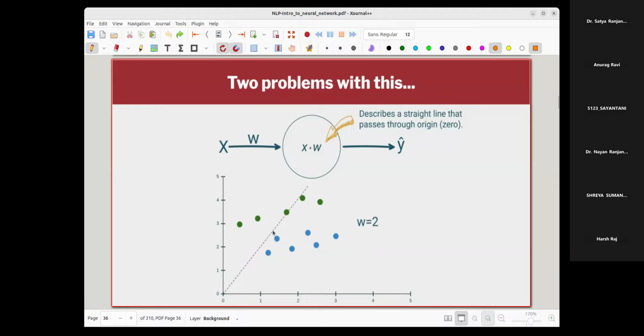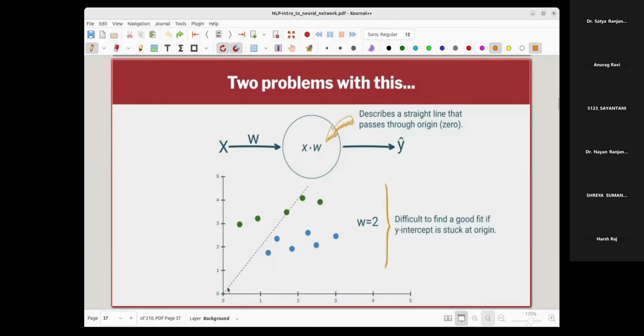So what is the problem here? The problem is that whatever w you take, it cannot create a line in this area. Why? Because it is passing through the origin. So that means this function that we are taking is not a good function for this. So what can we do? This is difficult to find a good fit.